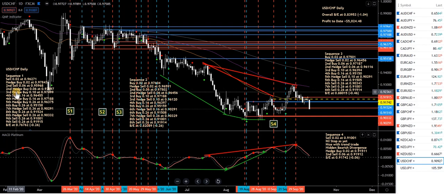It's inversely correlated to the Euro USD. I used to whinge about the Euro all the time, but the Euro's actually been pretty kind to me the last year or so. But this pair has not.